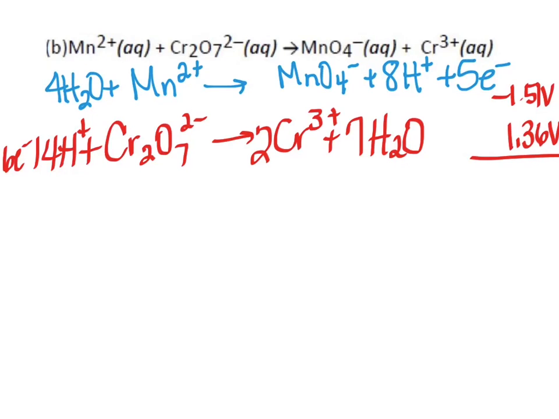So what is our E cell here? Negative 0.15 volts. So is this thermodynamically favored? No, because we have a negative cell potential. And then our last step is to go back and balance it, which is going to be so much fun.